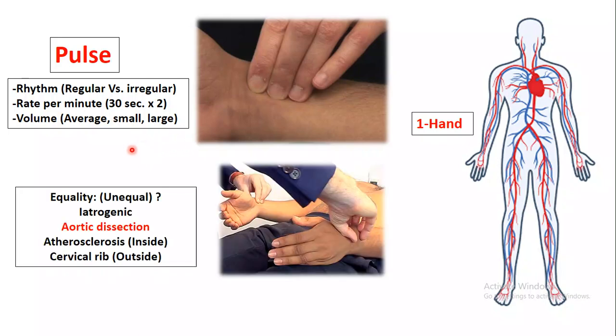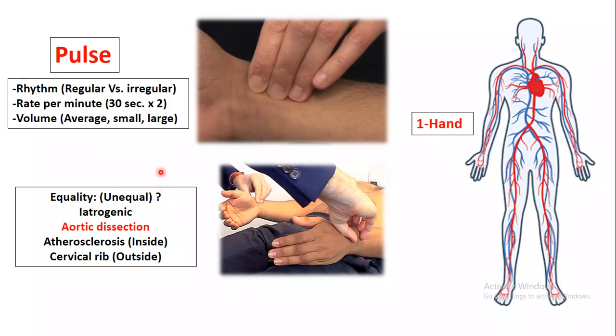So then you should appreciate a small or large volume. Then check the pulse on both sides simultaneously. Normally the pulsation is equal in both hands. What are the causes of unequal pulse? The most common cause is iatrogenic, following radial puncture for cardiac catheterization or ABG sampling.